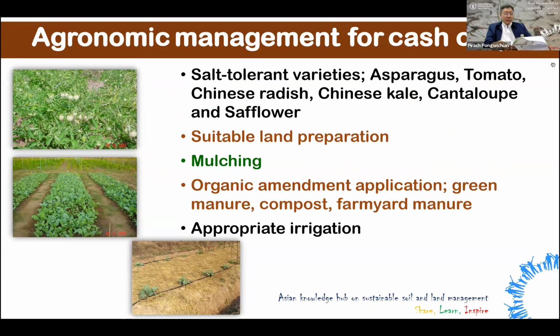However, farmers can grow other cash crops in saline conditions by planting salt-tolerant varieties such as asparagus, tomato, Chinese lettuce, Chinese kale, cantaloupe, and safflower with suitable land preparation. And after planting, mulching is necessary for them. To improve soil fertility, organic amendments such as green manure, compost, and farmyard manure are recommended with appropriate irrigation.